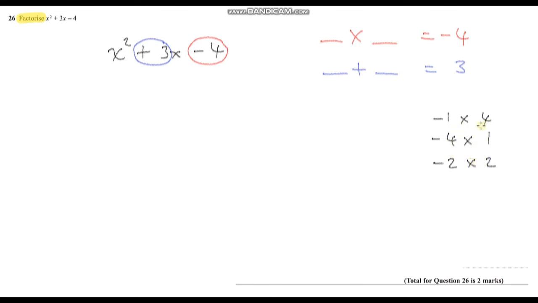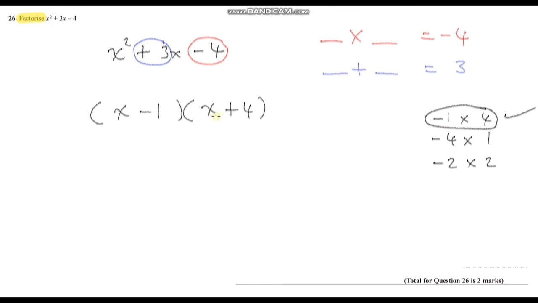So which pair sum together to give us 3? Well, the top one. 4 plus -1 is 3. None of these ones would work. This would give us -3 and this would give us 0. So these are our two numbers that we're going to use. So we get two sets of brackets. And in one of the brackets, we put x minus 1, and in the other one, we put x plus 4, and that is our answer.